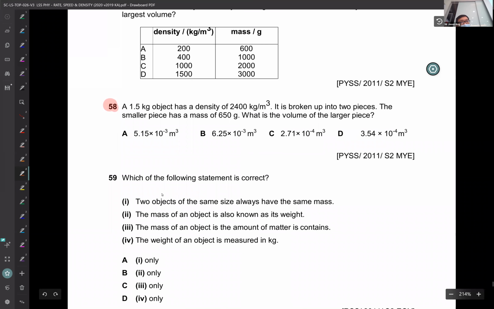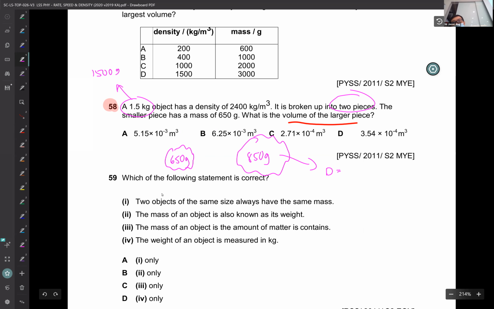Okay, so for this last one, you must remember, even when the question says that it is broken into 2 pieces, there's one thing about the object that doesn't change. You know what that is? The density. So the smaller piece is 650 grams. Knowing that this is 1.5 kg, which is a total of 1,500 grams, can you conclude this will be how many? 850 grams. They're asking you for the volume of the larger piece, but we know that the density of the larger piece is still going to be 2,400. Now, the issue here is the units, guys.